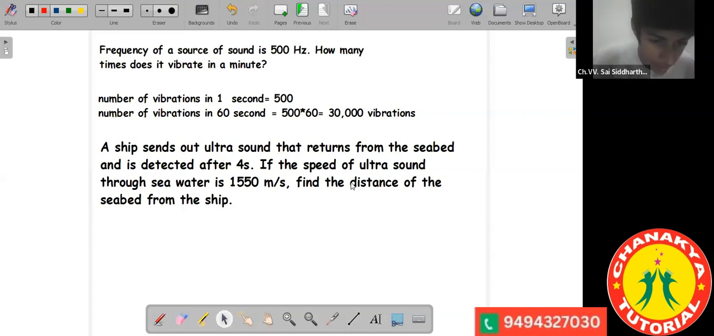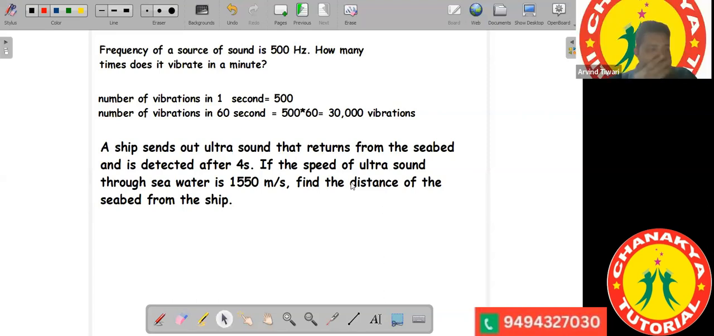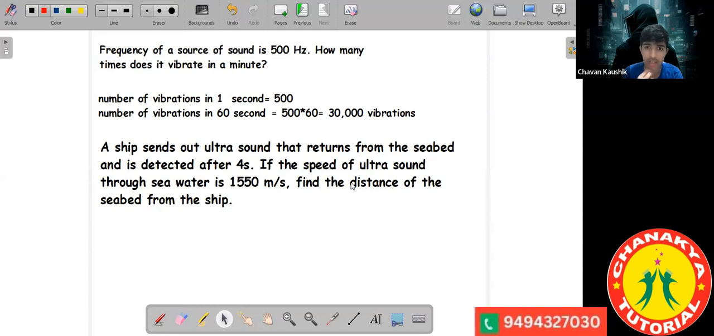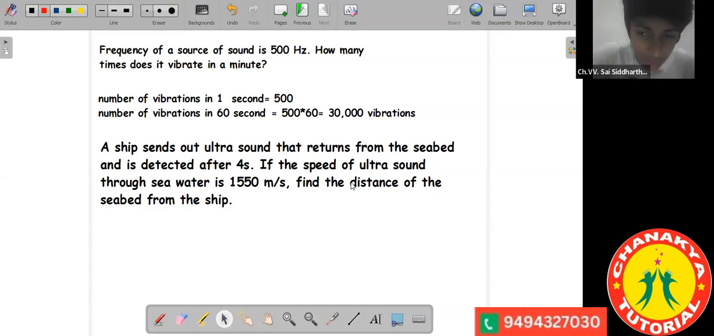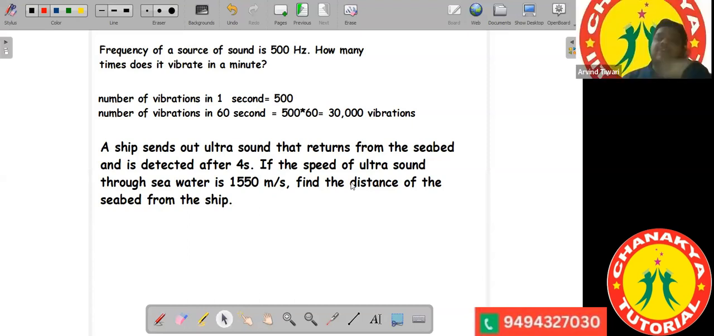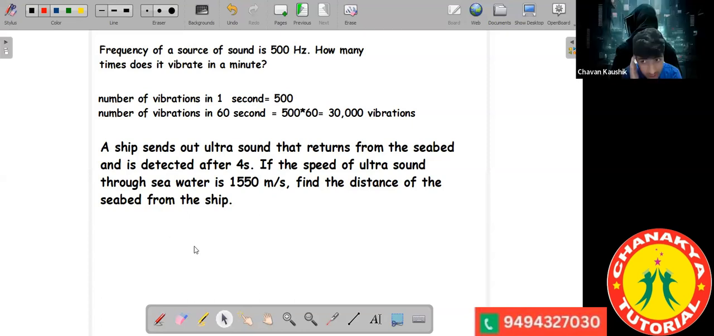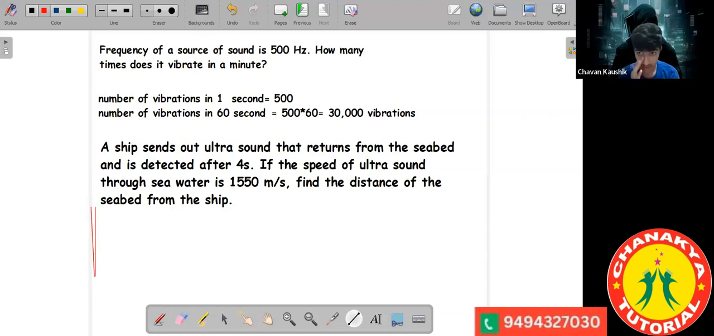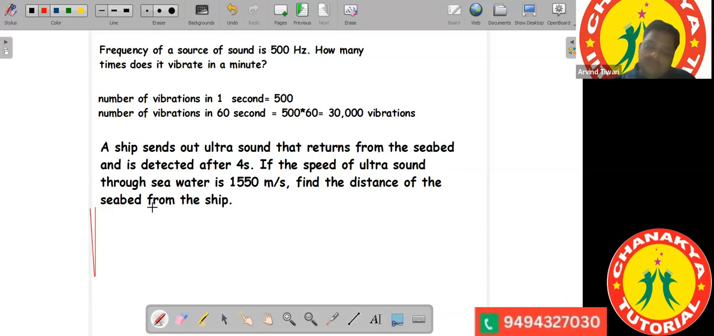Sir, I got the answer. Okay, what is the answer? Sir, 6,200 meters. I got something different. I got 3,100 meters away from the ship. See, the distance is something like this. It goes and returns back. Sir, we have to consider the actual time as 4 seconds by 2, so the actual time is 2 seconds. Yeah. So it's 3,100.